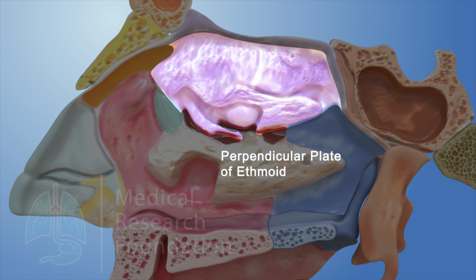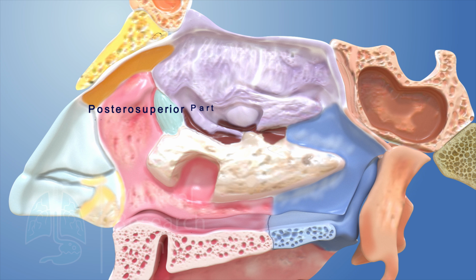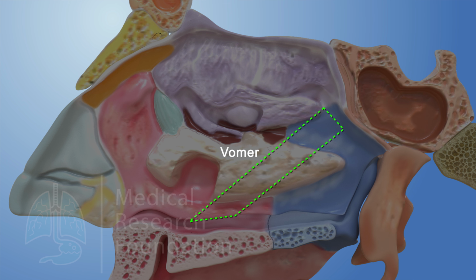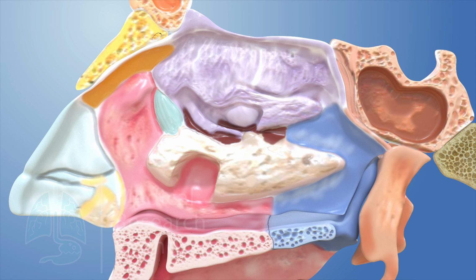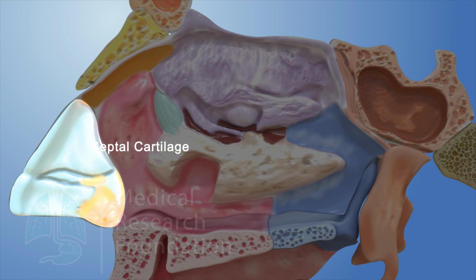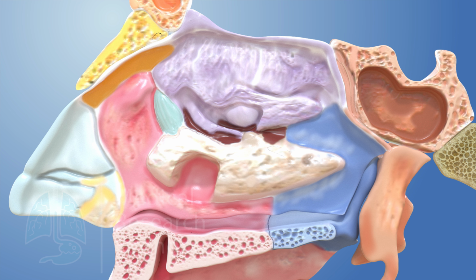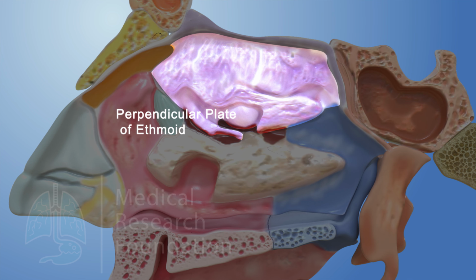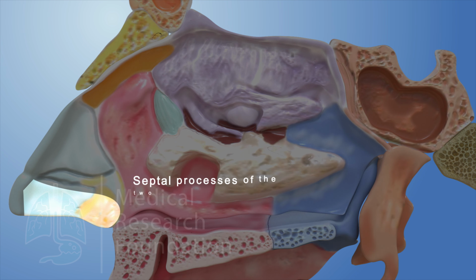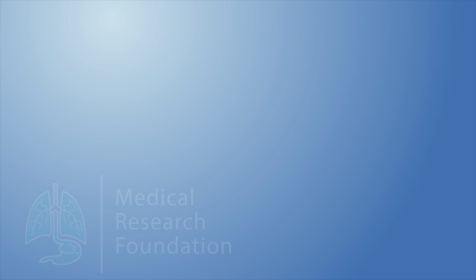the perpendicular plate of ethmoid, which forms the postero-superior part of the septum, and the vomer, which forms the postero-inferior part of the septum. The cartilaginous part is formed by the septal cartilage, which forms the major anterior part of the septum and fits in the angle between the vomer and perpendicular plate of ethmoid, and the septal processes of the two major alar cartilages.